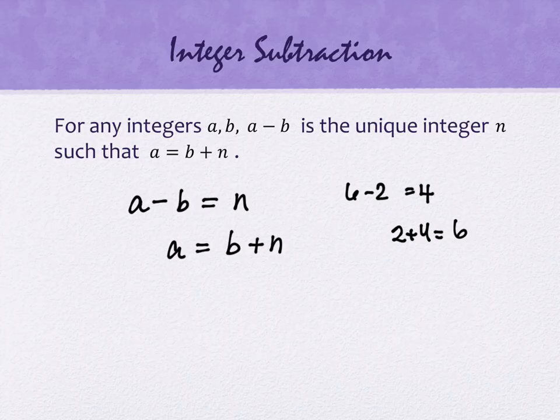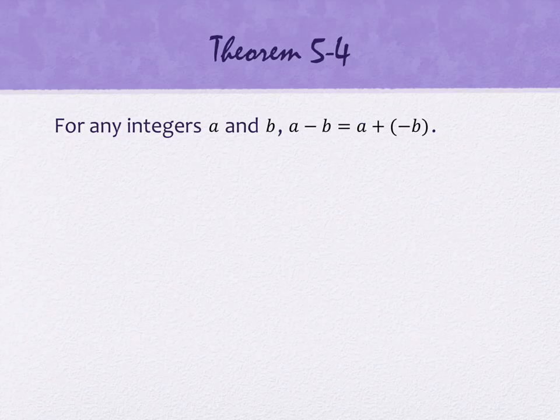And the last theorem before we do our models, where we're going to use our chips here in just a second again, says that if we have a minus b, it's the same thing as a plus negative b.